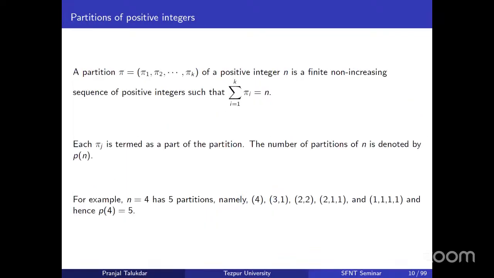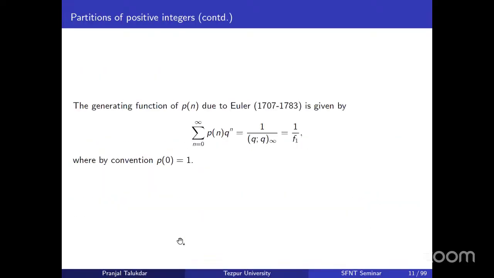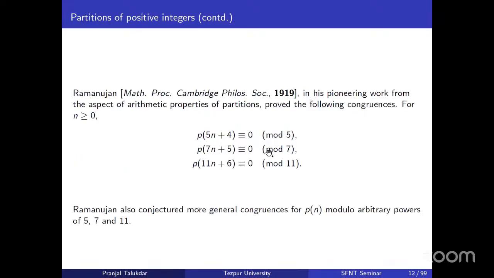Now the definition of a partition of a positive integer: it is a finite non-increasing sequence of positive integer parts which adds up to n. The number of partitions is denoted by p(n). For example, for n equal to 4, it has 5 partitions, which are 4, 3+1, 2+2, 2+1+1, and 1+1+1+1. So p(4) is 5. The generating function of partitions was given by Euler back in the 18th century, which is 1/(q;q)_∞.